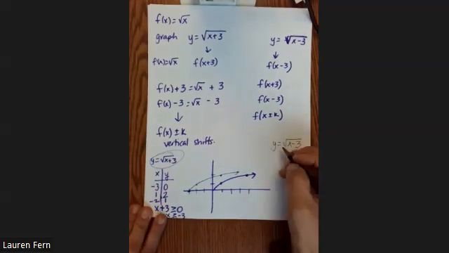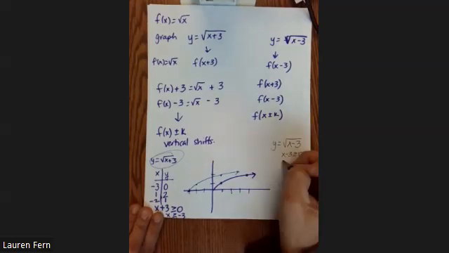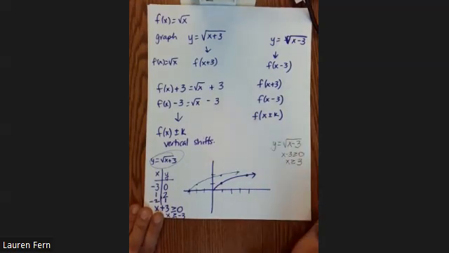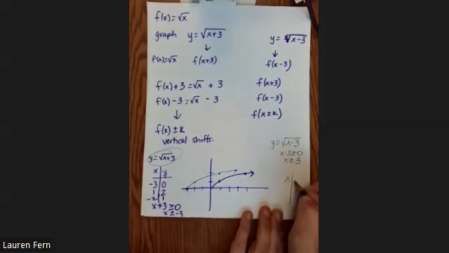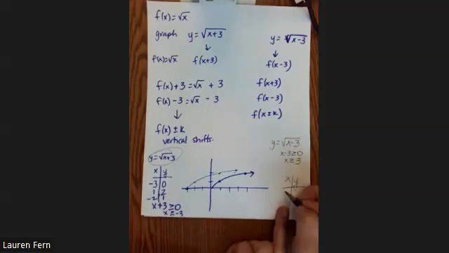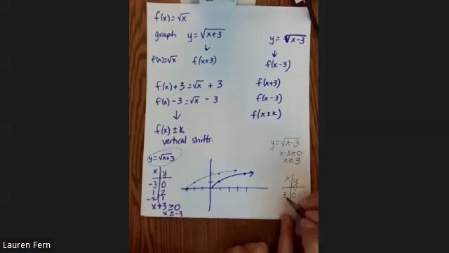Good job. It's going to be to the right 3. Again, we've got domain issues. We need this thing under the radical to be greater than or equal to 0. In other words, we can only plug in values that are greater than or equal to 3. Well, we can't start smaller than 3, so let's start at 3. If I plug in x equals 3, I have 3 minus 3 is 0, and the square root of 0 is 0. Okay, I can plug in 4.